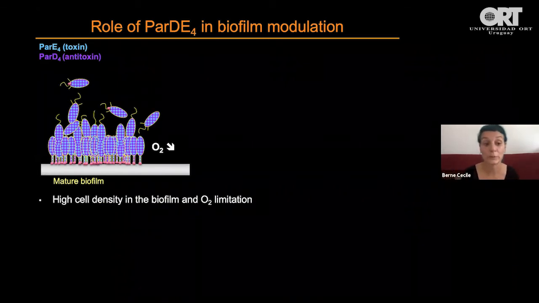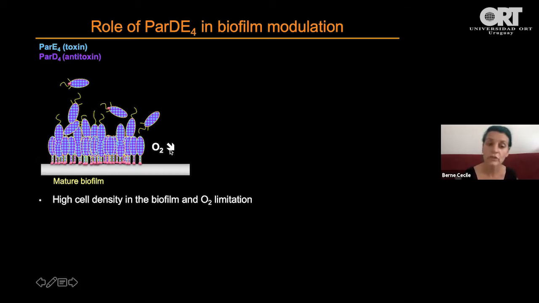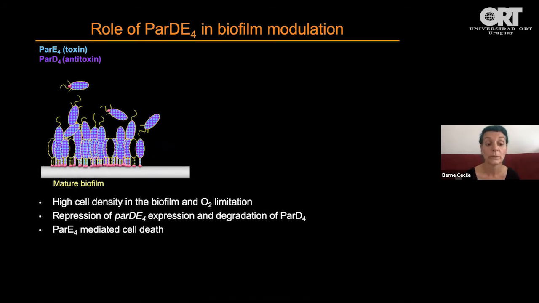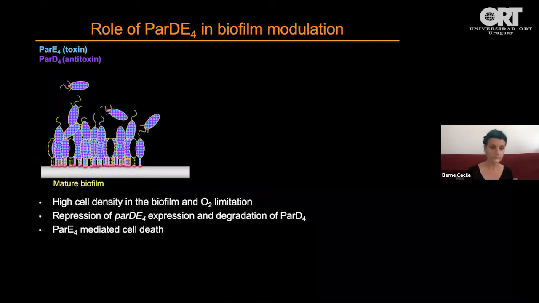So the oxygen level will start to decrease. As the oxygen level decreases, we will have a repression of the PAR-DE4 operon, and we will have a degradation of the antitoxin, which means the toxin will be free. If we've got free toxin, we are going to have cell death. So some of the cells will disappear from our biofilm.